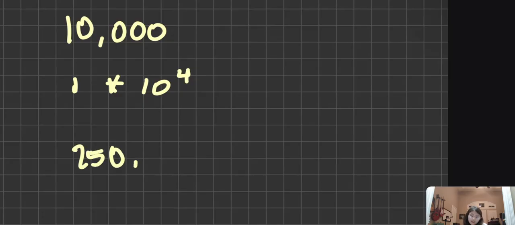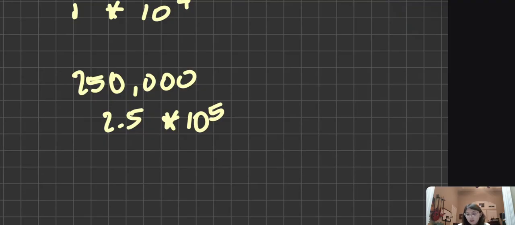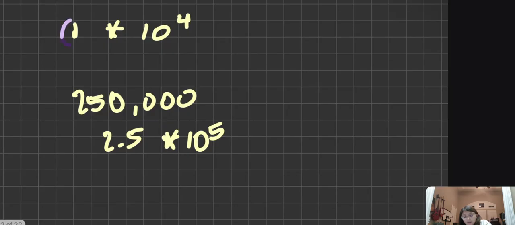For 250,000, that's going to be 2.5 times 10 to the 5. Basically, we need to multiply 2.5 by 10 to the 5. So you're probably wondering, what is scientific notation? What does this kind of do? Basically, it's a way to write numbers as a number between 1 and 10 multiplied by a power of 10. So you're going to notice that all these little front numbers are always going to be between 1 and 10. They can never be more, never be less. So just keep that in mind when you're writing scientific notation so that it's proper.